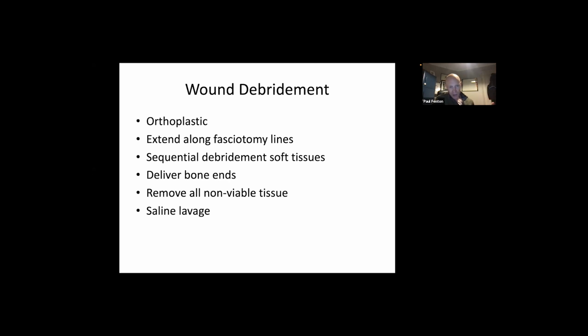And then there'll be an assessment of the viability of the bone ends. Any loose bits of bone with no soft tissue attachments are dead and they need to be removed, because otherwise they'll just be a nidus for infection. And the bone ends themselves are assessed to ensure that they're bleeding and healthy and viable. Basically the bone is debrided back to healthy tissue, just the same as the soft tissues are. And then at the completion of that, the whole wound will be lavaged with saline.